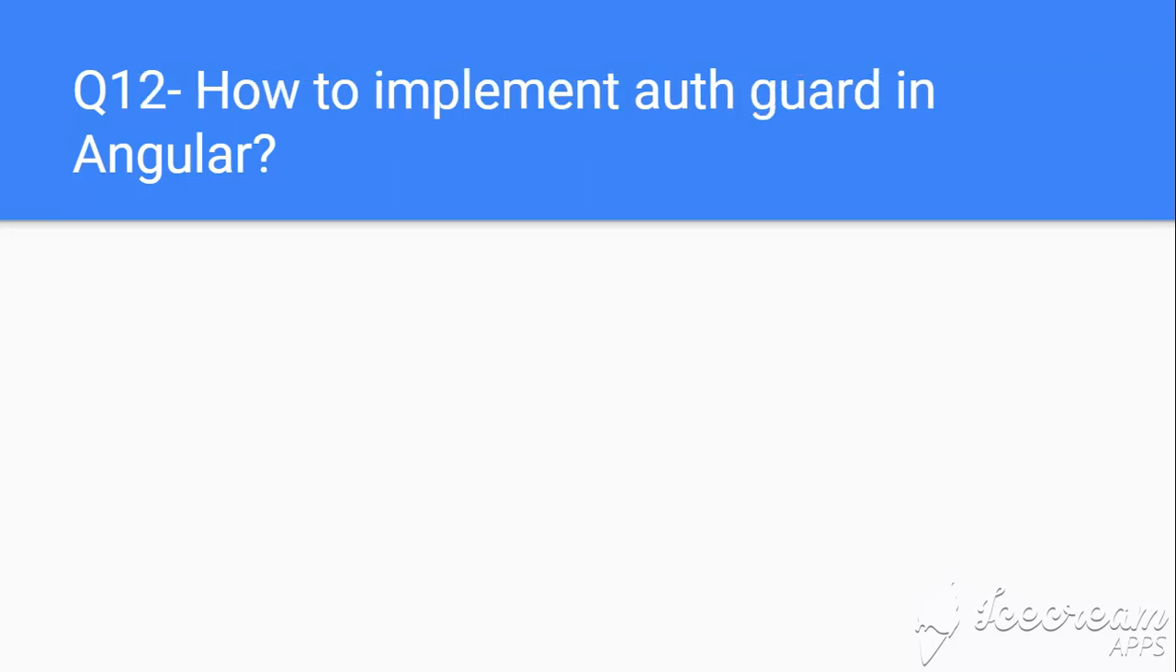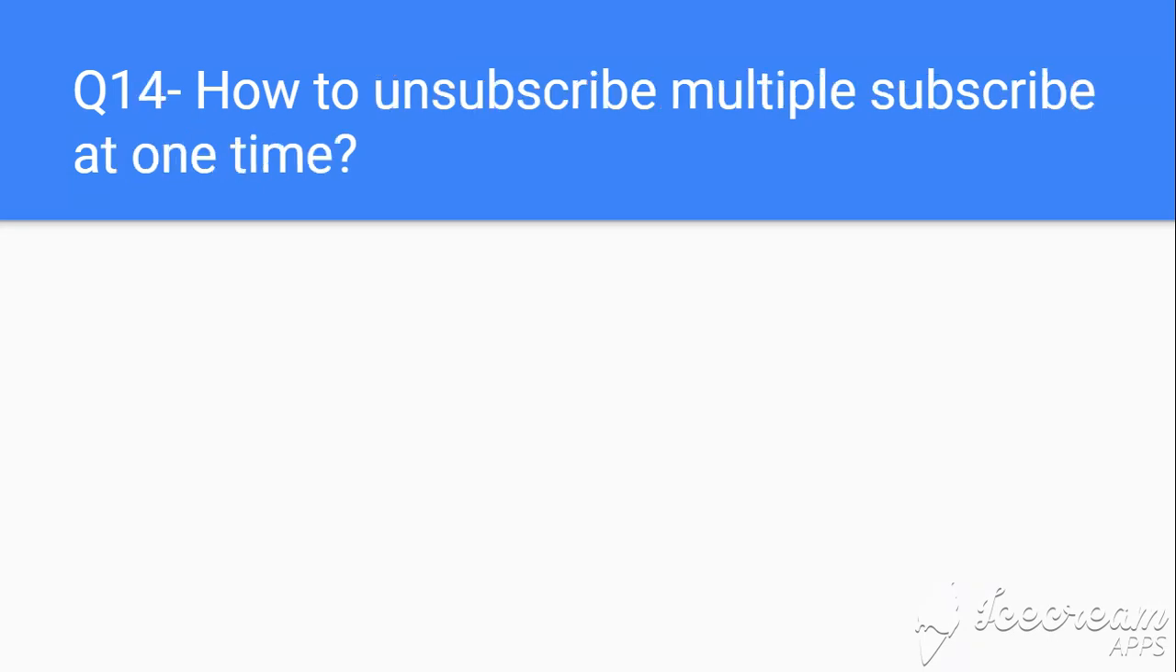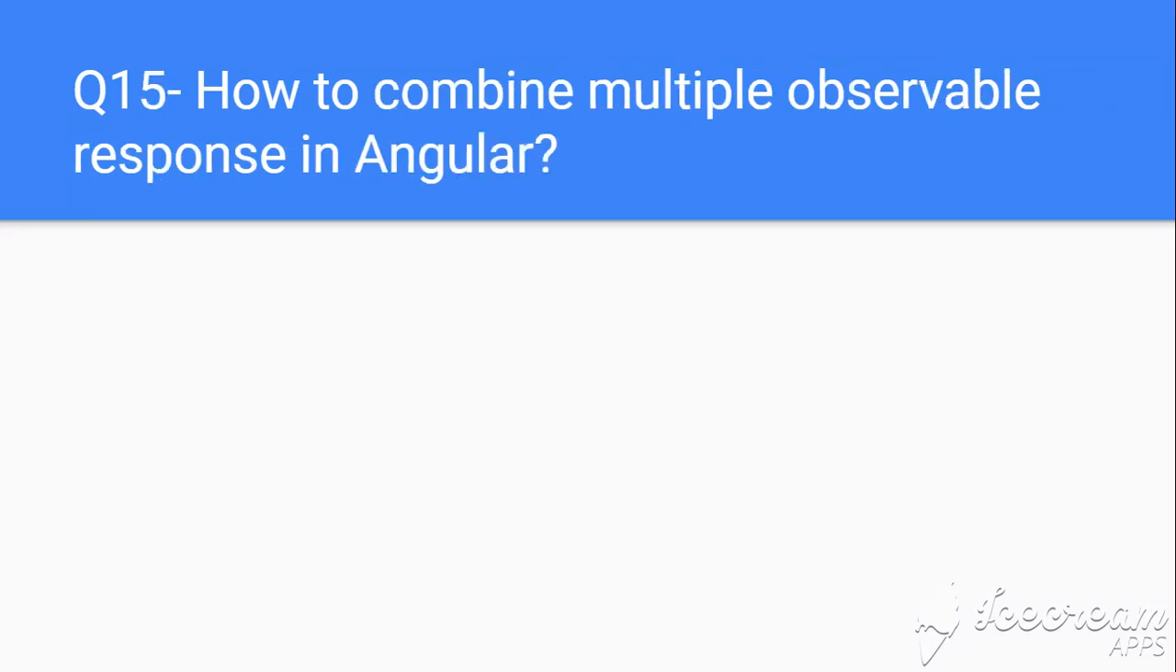Question 12 is, how to implement auth in Angular? Questions 11 and 12 are really related to each other. Question 13, how to implement an HTTP interceptor in Angular? This is one of the advanced concepts of Angular and you must know it. Question 14, how to unsubscribe multiple subscriptions at one time? This has to do with memory management and you should know it. Question 15, how to combine multiple observable responses into one? That you should also know.